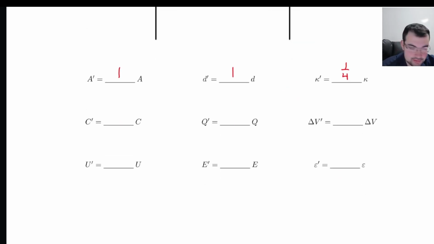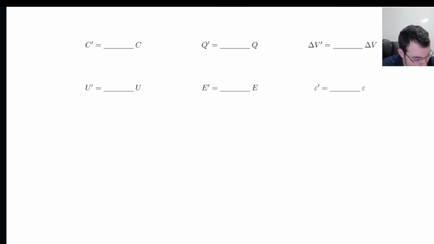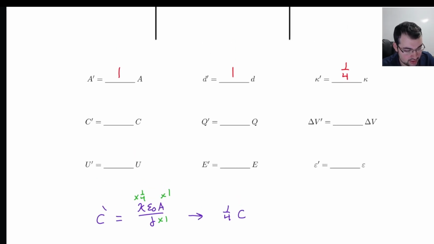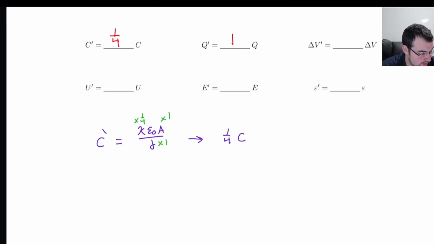Well, capacitance, you can probably guess what it's going to look like at this point. Usually it helps to start with capacitance because that's kappa epsilon naught A over d. Kappa got quartered. Area didn't change. Plate separation didn't change. So we get a quarter of the capacitance. So capacitance got quartered. Q is constant, because we have an isolated capacitor.